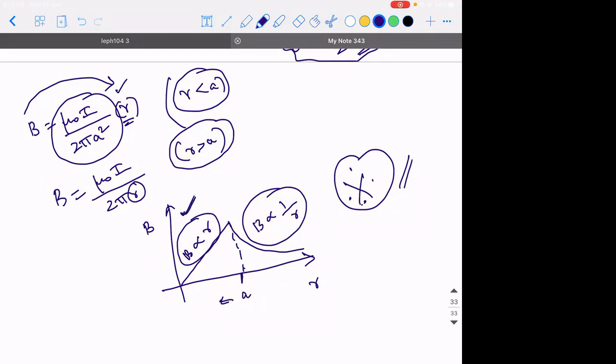So I'm trying to say for the value of r less than a, the value of magnetic field is directly proportional to r. So you will get a straight line passing through the origin. And B is inversely proportional to r for r greater than a. So here you will be getting a rectangular hyperbola like this. You will get a curve. So this is the graph.